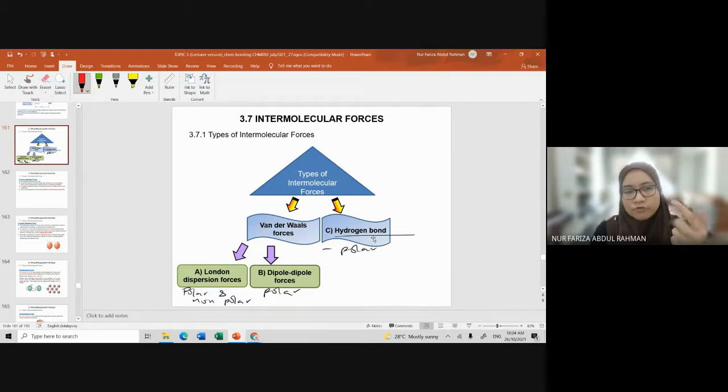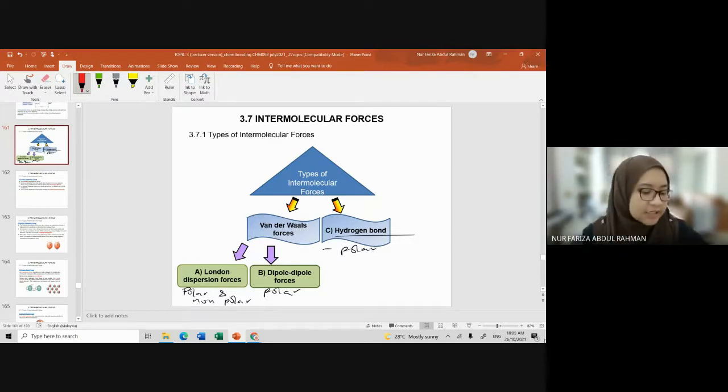For the hydrogen bond, we have to consider two rules in order to form it. One of the criteria is that the hydrogen in the molecule needs to be attached to either fluorine, oxygen, or nitrogen. That will be the first rule. The second rule is that the same hydrogen should be attracted to either fluorine, oxygen, or nitrogen. If these two rules are obeyed, the hydrogen bond can be formed. So you have to consider these two rules for hydrogen bond to be formed.